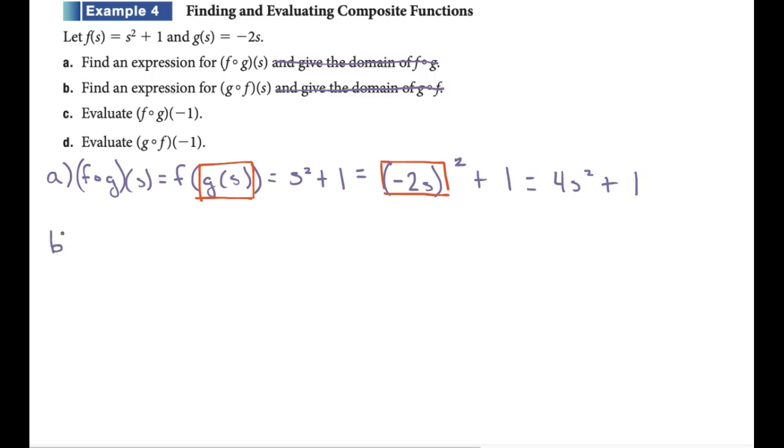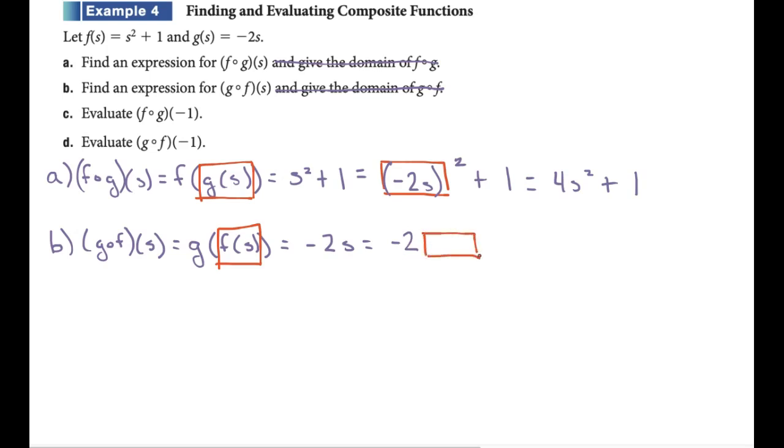All right, let's try b, which is the opposite. It's going to be g of f of s. And again, I think it's a little hard to read or follow, so I'm going to rewrite it as g of f of s. All right, so the thing that we're plugging into the equation for the function g is f of s, and I'm going to put a box there so we can follow that a little bit better. So g is negative 2s, but instead of having an s, we're going to rewrite it as negative 2 and put a box where the s goes.